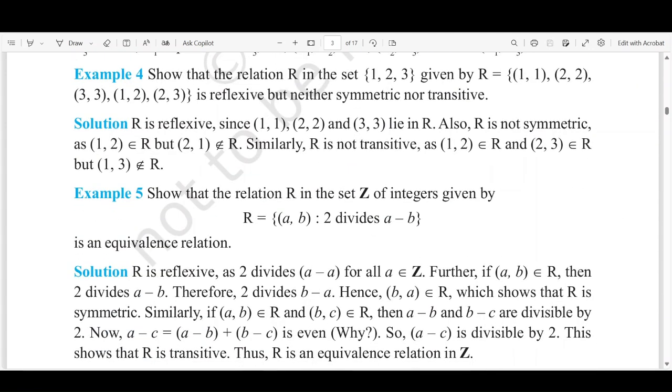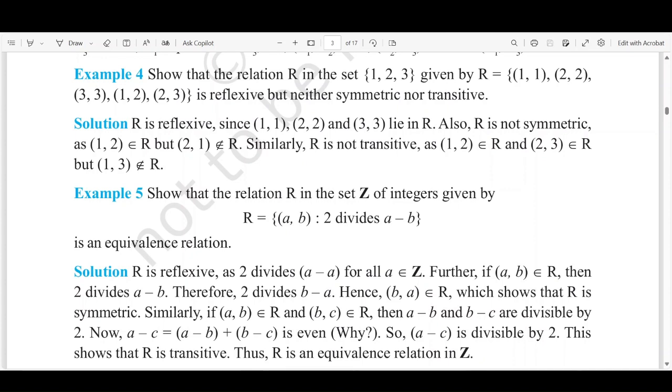Example 4. Show that the relation R in the set {1, 2, 3} given by R equal to the set of ordered pairs {(1,1), (2,2), (3,3), (1,2), (2,3)} is reflexive but neither symmetric nor transitive. So here they have given the non-empty set which consists of the elements 1, 2, 3, and they have given the elements in the relation in roster form. From the set R given to us, we can observe that the elements of the set A, 1, 2, 3 are related to itself, such that the ordered pairs (1,1), (2,2) and (3,3) are there in the set R. Therefore, the relation R is reflexive.